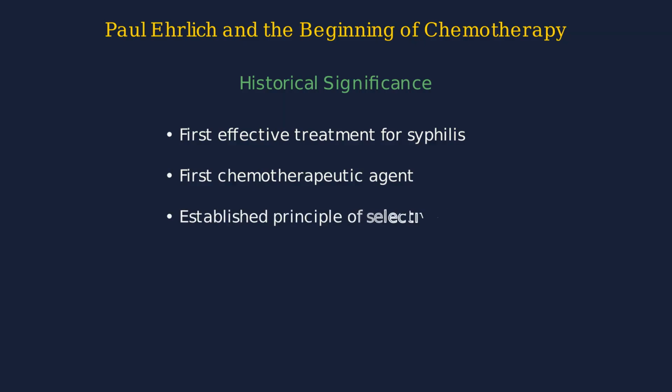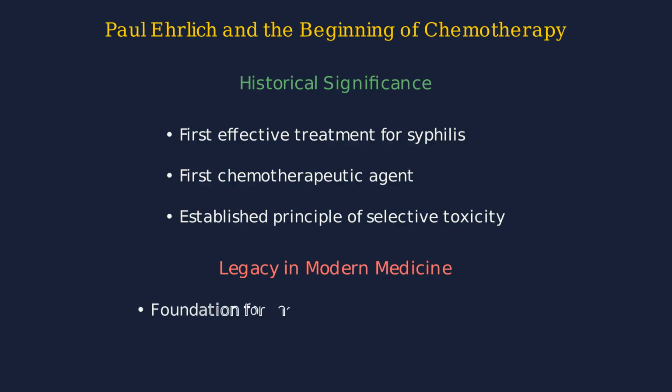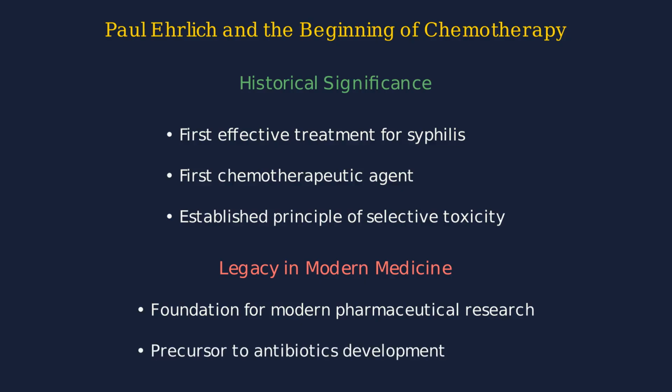Ehrlich's work established the principle of selective toxicity, that drugs could be created to harm pathogens while leaving human cells intact. Ehrlich's methodical approach laid the foundation for modern pharmaceutical research and development. His work paved the way for the development of antibiotics in the following decades. And his magic bullet concept continues to inspire modern targeted therapies, including those used in cancer treatment today.